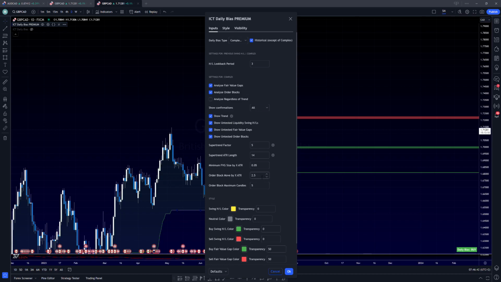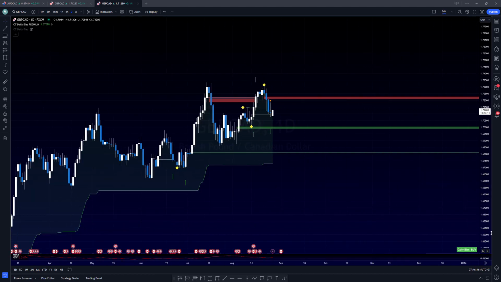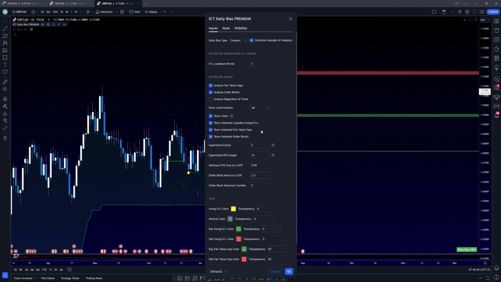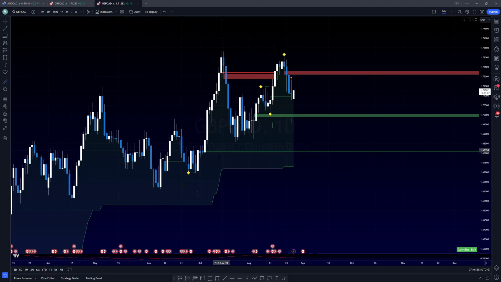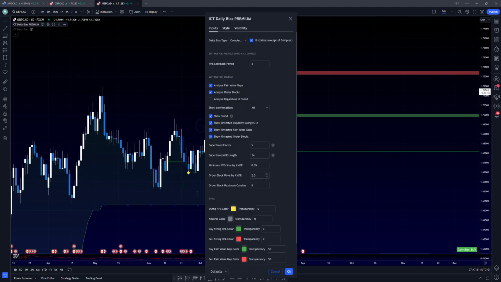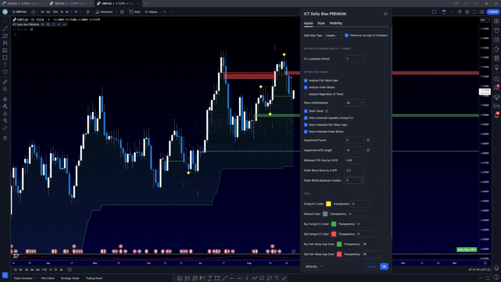Okay, and here are some order block settings. You can tell what order block should be found. If we look here, we have by default 5 order block maximum candles and 2.5 order block move by ATR. So what it means is that from this red candle, the price needs to go at least 2.5 ATR, in a maximum of 5 candles. So in 1, 2, 3, 4, 5 candles, the price has to go at least 2.5 ATR. Okay, so by this setting you can find stronger order blocks, or you can change it to find weaker order blocks. So it's up to you. But by default it's like that.